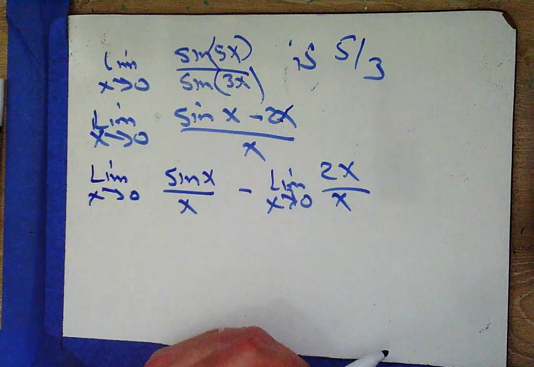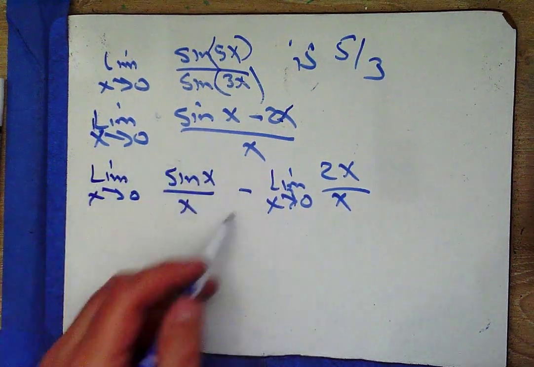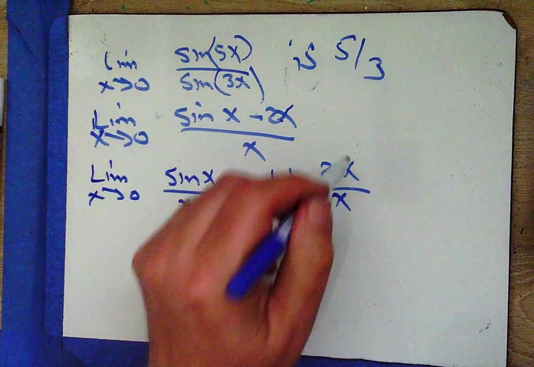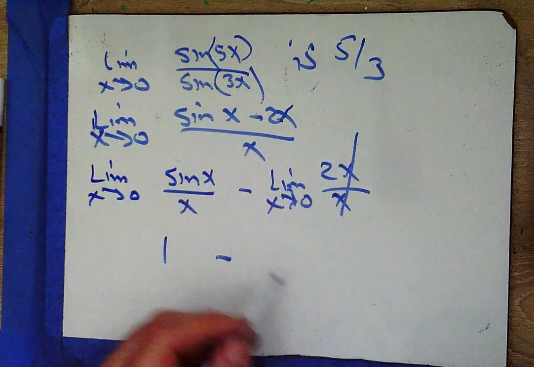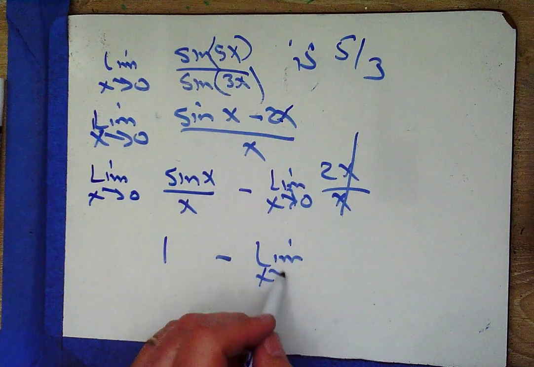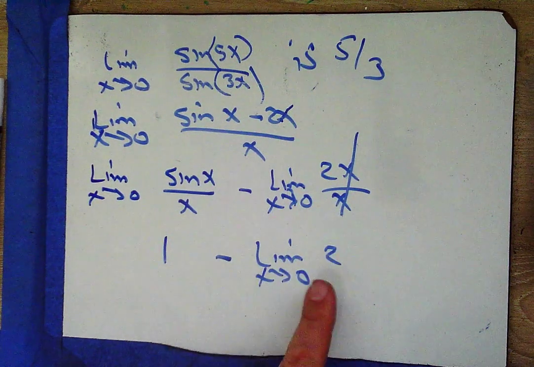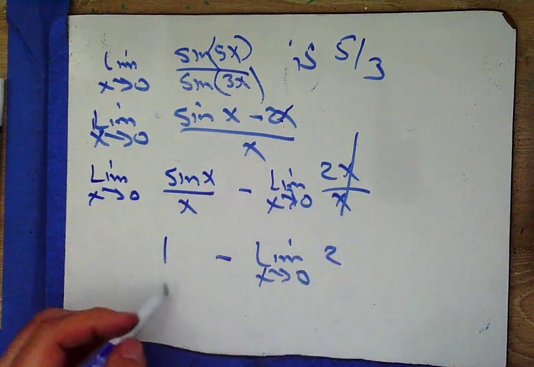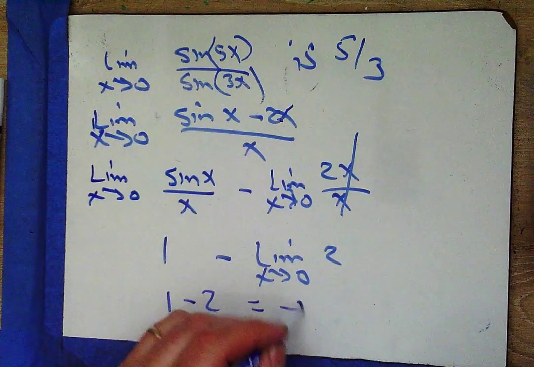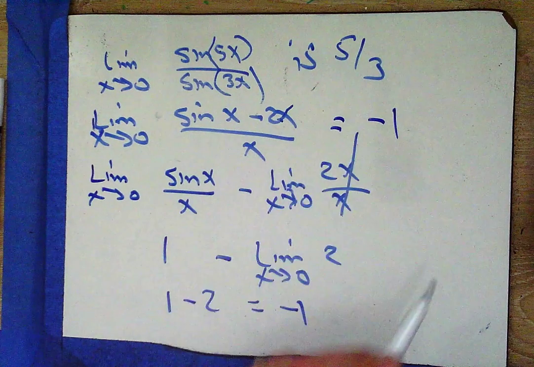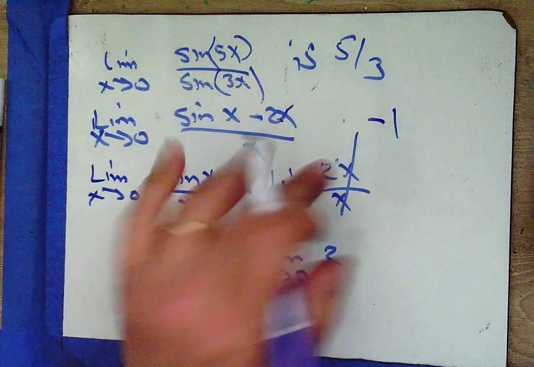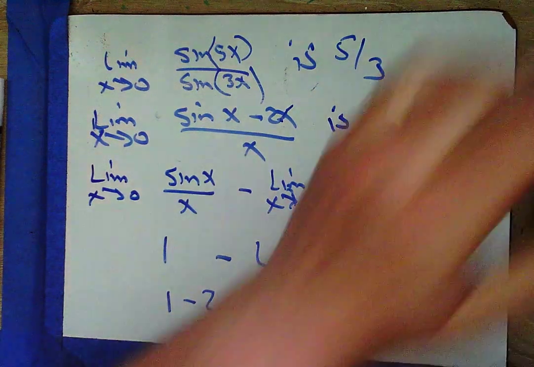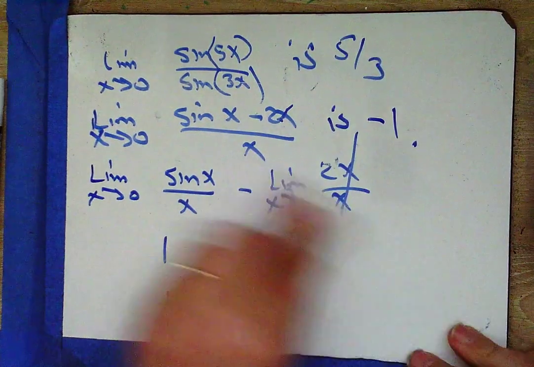Like that. Now we know this limit from using the table and the graph is 1. And here, I can cancel those out. So now I have the limit as x approaches 0 of 2. This is the limit of a constant. What's the limit of a constant? The constant. So this is 1 minus 2, or negative 1. This is negative 1. Make sense?